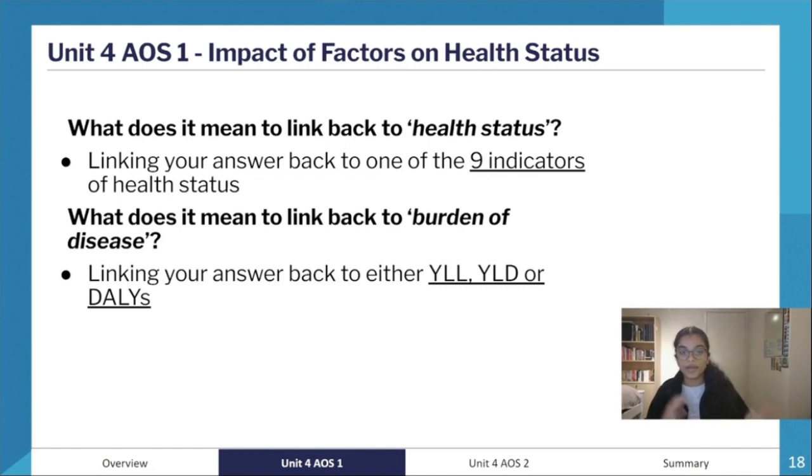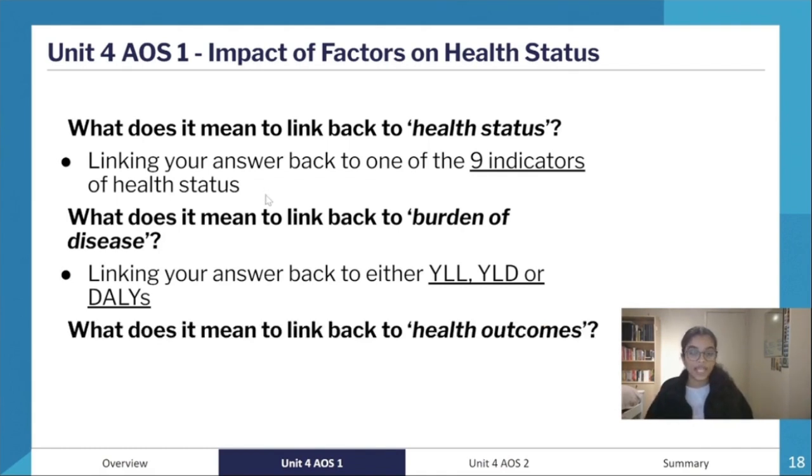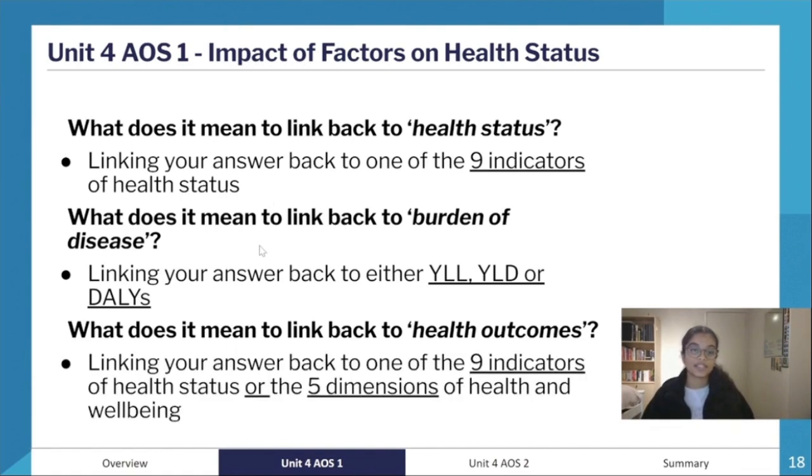So making sure that you remember this stuff because it carries throughout all of Unit 3 and 4. And what does it mean to link back to health outcomes? Well, basically it means you can link to either one of the 9 indicators or the 5 dimensions of health and well-being. Alright, and of course health and well-being, you have to link it to one of the 5 dimensions.